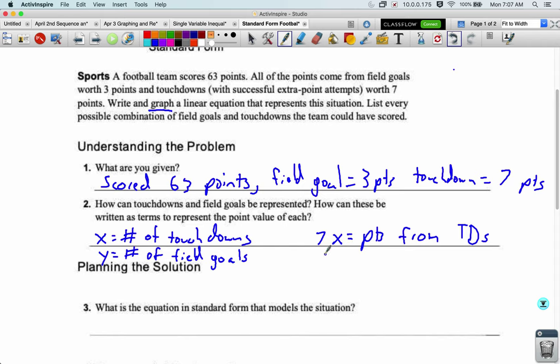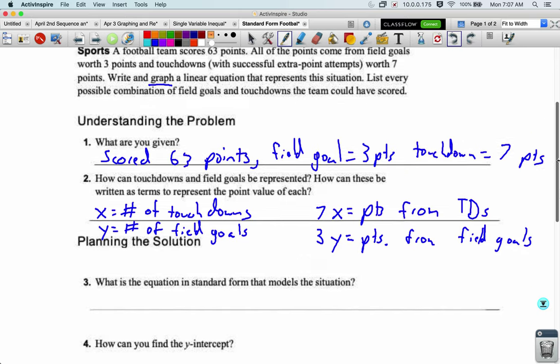And then for field goals, we'll do 3y equals points from field goals. If I score 3 field goals, 3 times 3 is 9, I get 9 points, yep.